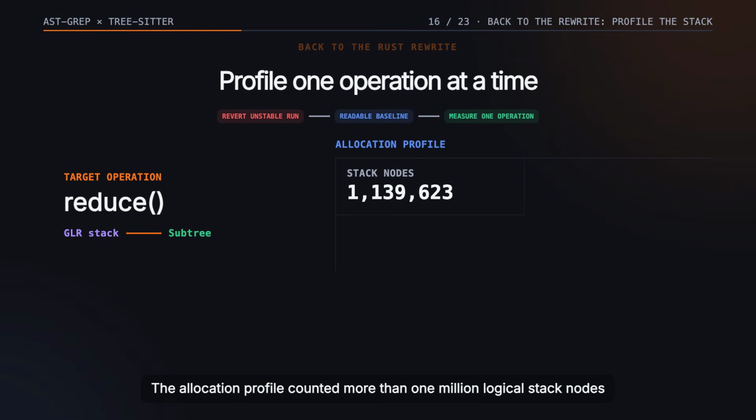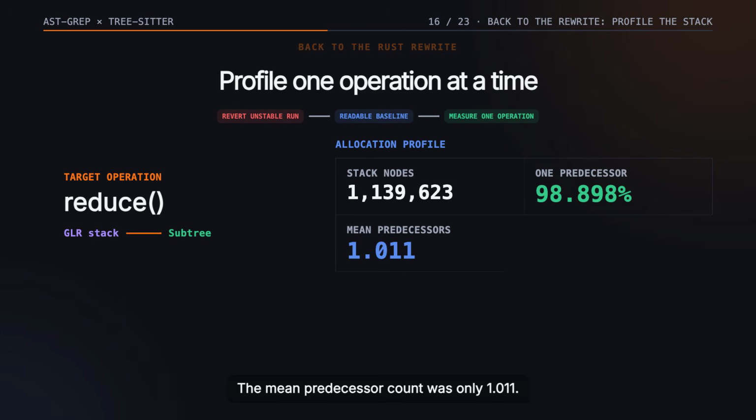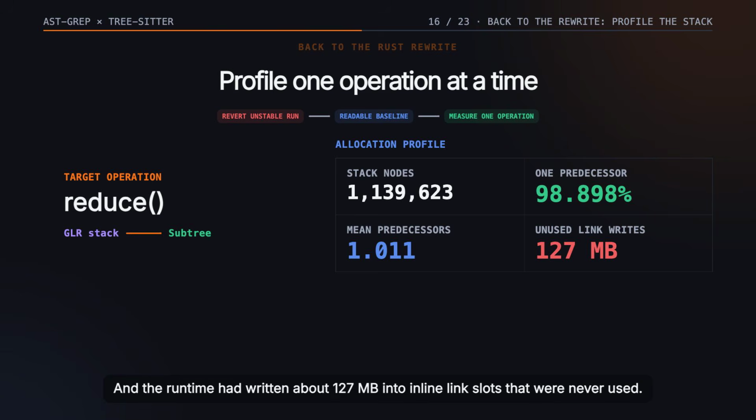The allocation profile counted more than 1 million logical stack nodes across 40 fixtures in 7 languages. Of the release nodes, 98.898% had exactly one predecessor. The mean predecessor count was only 1.011. And the runtime had written about 127 megabytes into inline link slots that were never used.